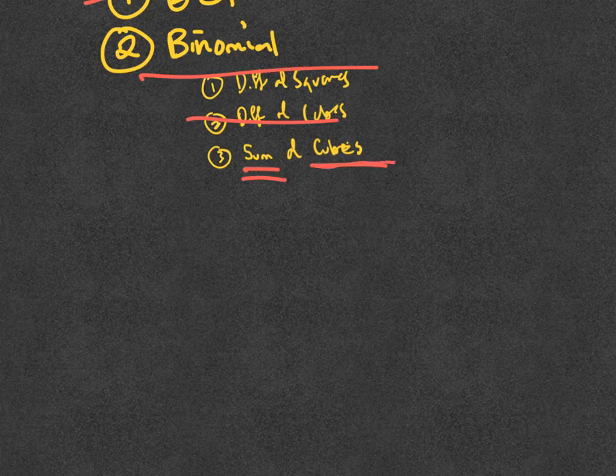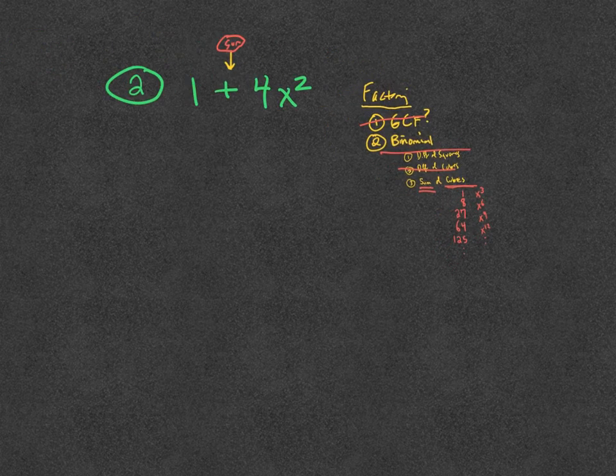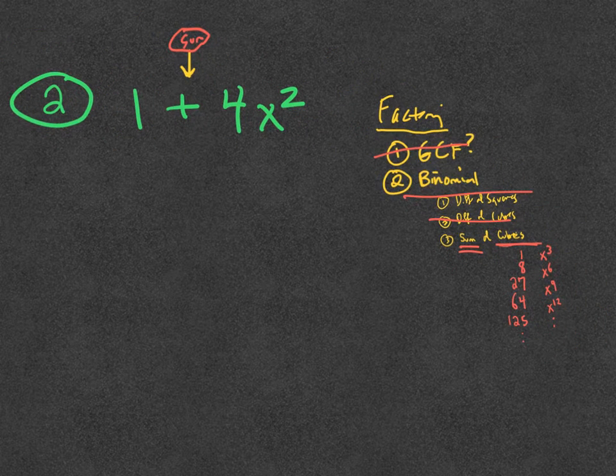And if you've got your list of cubes, 1 cubed is 1 times 1 times 1, 2 cubed, 3 cubed, 4 cubed, 5 cubed, and your variables start with x to the third power, then you go up by 3. So x to the 6th, x to the 9th, x to the 12th, and then so on. And so you'll want to look at these numbers here that we've got. It's definitely sum, and the question is, are they cubes? 1 is a cube, but 4 is not on the list of cubes. So this is not going to be sum of cubes. If it's not one of these three, then we cannot factor it.